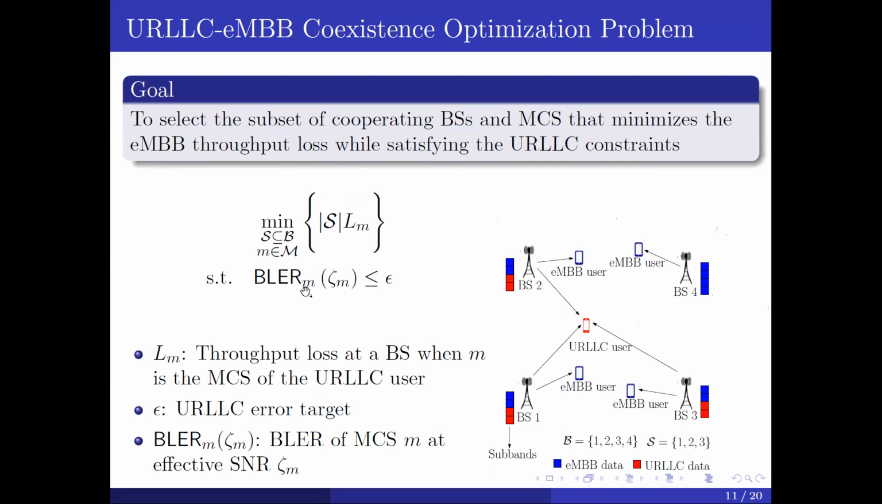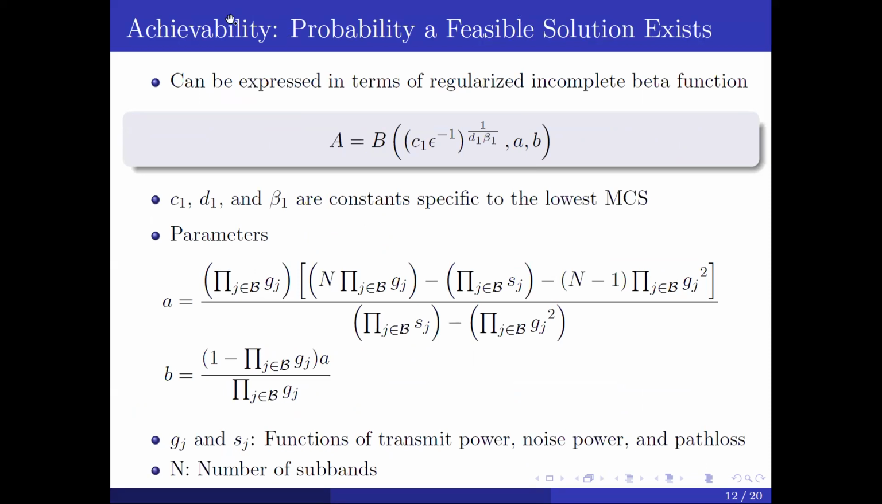Now the constraint is interpreted like this. The block error rate of MCS m at the effective SNR is less than or equal to the error target. We have seen the formula to compute this block error rate. Now we'll see whether any feasible solution exists for this optimization problem and what is the probability of having a feasible solution. We call it achievability. It can be expressed in terms of the regularized incomplete beta function. It is given by this formula.